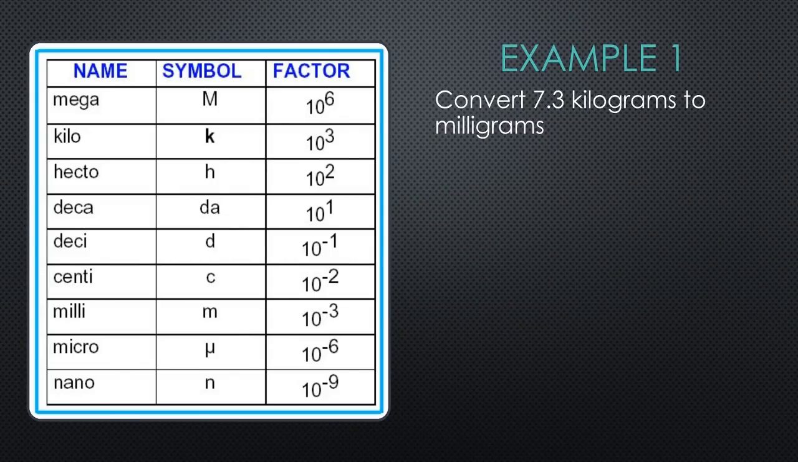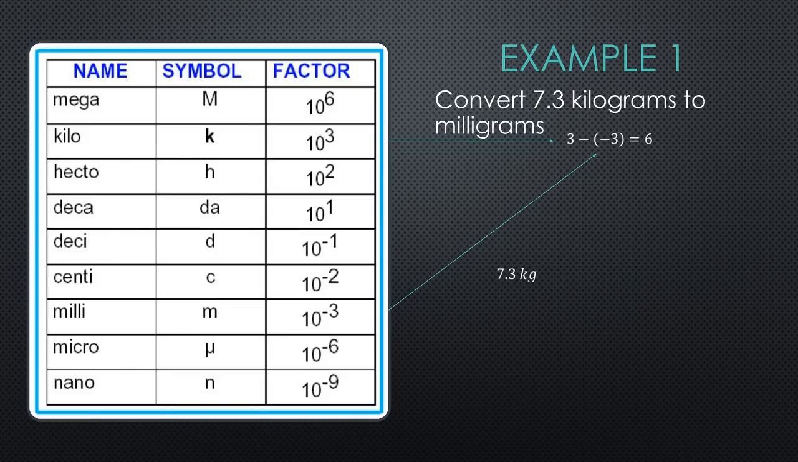Okay, kilograms to milligrams. So the first thing I would do is write down the units I was given. I'm given 7.3 kg, kilograms. And now I'm going to go to a conversion table here. I've got kilograms, well, that's 10 to the 3. And milligrams is 10 to the negative 3. And what I'm actually going to do is subtract those numbers. So 3 minus a negative 3 is a positive 6. So there's a factor of 10 to the 6 between these two numbers.